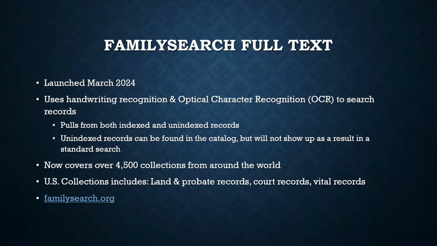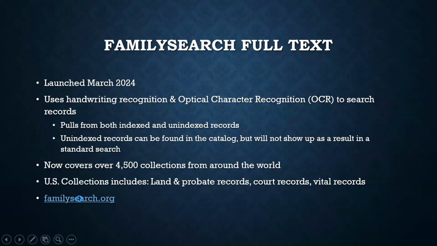The big US collections they're pulling from are records such as land and probate records, court records, and vital records. These are the kinds of records you turn to, to fill in those blanks when you can't find your normal birth, death, and marriage records. That's what this full text search is really great for.